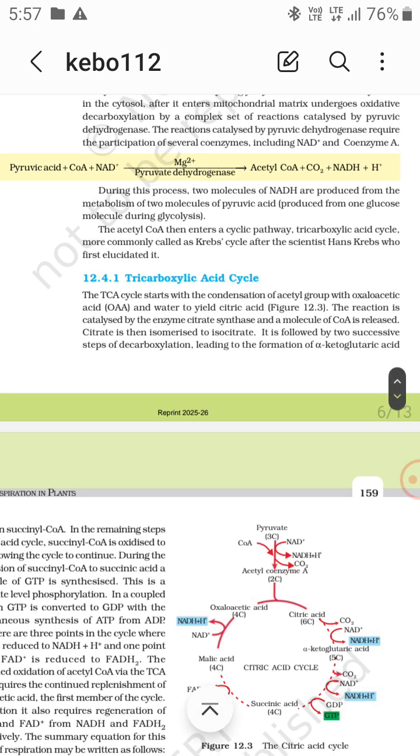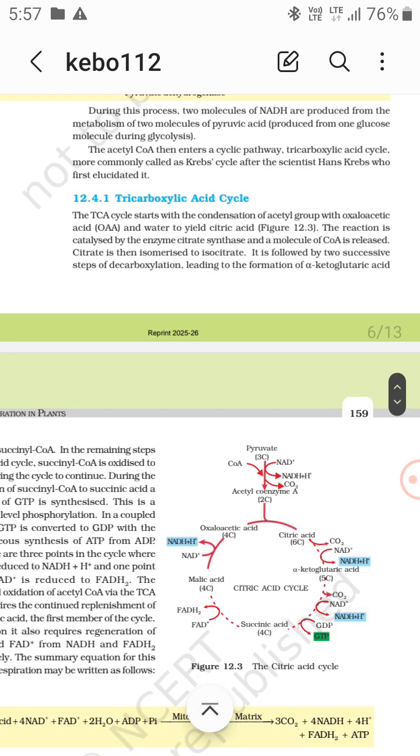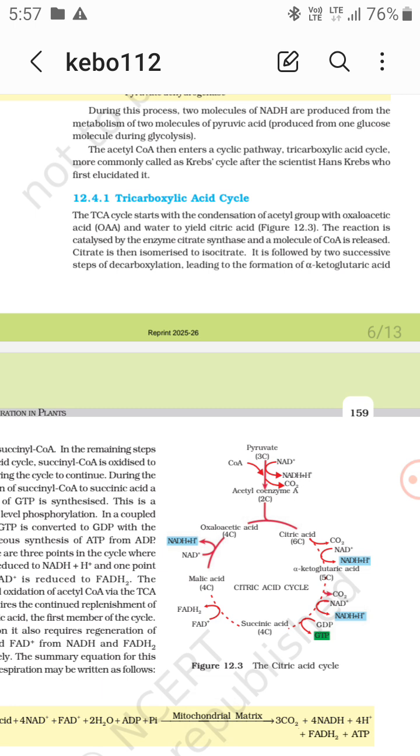The acetyl coenzyme A then enters a cyclic pathway, the tricarboxylic acid cycle. This is the Krebs cycle. Now tricarboxylic acid cycle. So the TCA cycle starts with the condensation of acetyl group with oxaloacetic acid and water to yield citric acid.